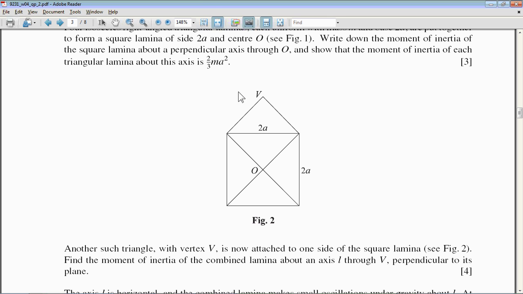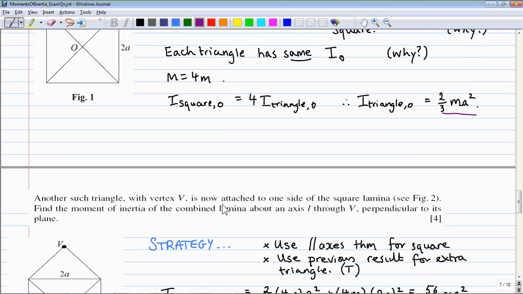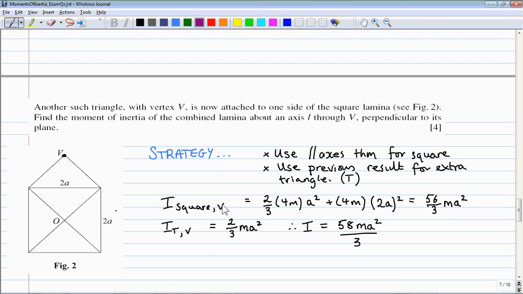So if you want to, give that a try. And I'll continue now. So again, strategy, how do we do this? There's the diagram. The axis will be through V and again coming out of the screen.